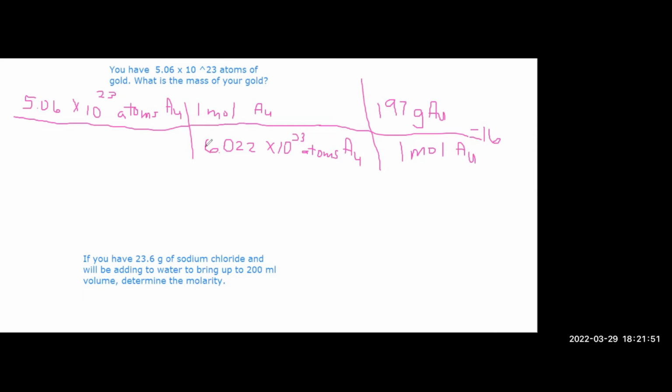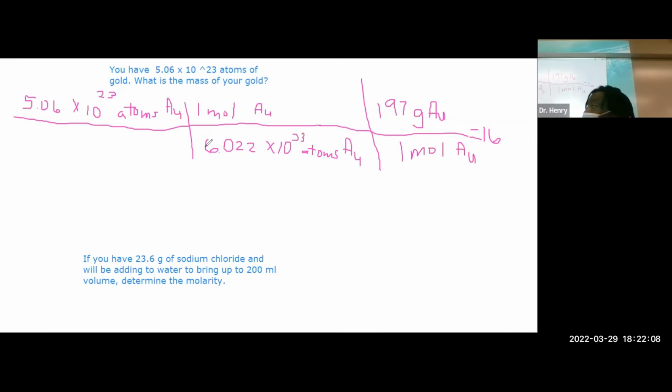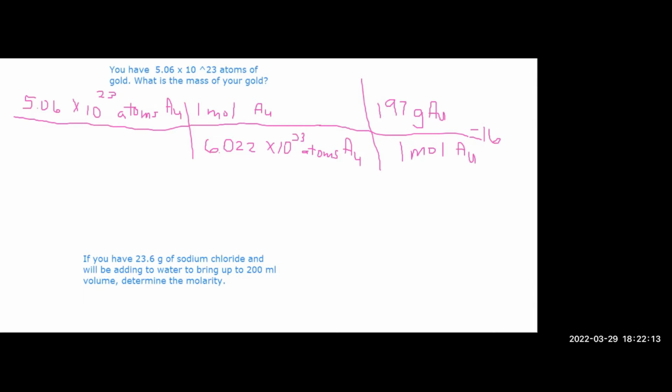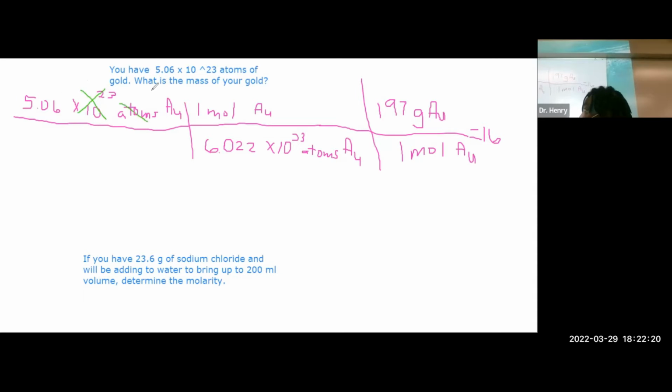So, I have a question, Dr. Henry. Yes. Because the times 10 to the 23rd is the same in the given and Avogadro's number, does it cancel? Yes, that'll be the easiest way of doing it. You can just cancel that out. So it'd just be 5.06 times 197 divided by 6.022. So this would cancel out along with these, and this would cancel out along with these.